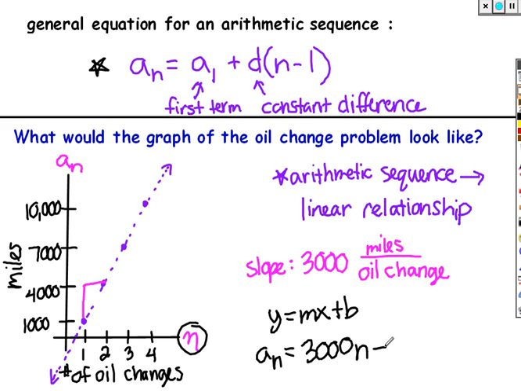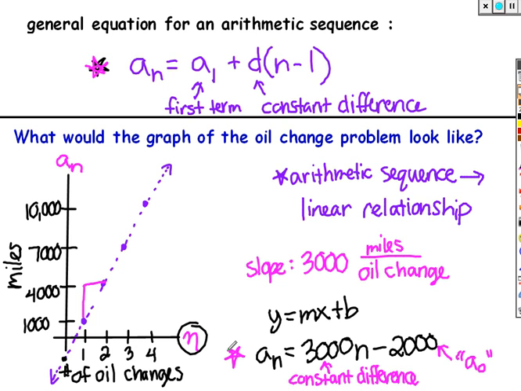And then if I want to know the y-intercept, this is the tricky part. Well, that's when n is 0. Well, there's really no a sub 0 term. But if there were an a sub 0 term, a sub 1 is 1,000. If I go back 3,000, the a sub 0 term, if we could call it that, would be negative 2,000. So these are kind of the two ways. This is the first one. This is the second one, using y equals mx plus b to approach writing the explicit formula for an arithmetic sequence.